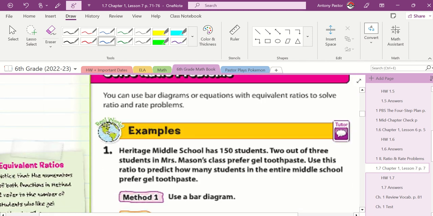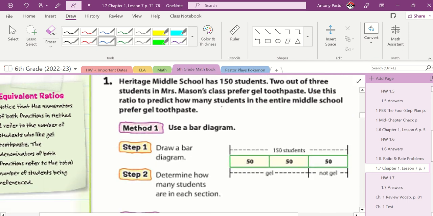So you can use bar diagrams or equations with equivalent ratios to solve ratio and rate problems. Heritage Middle School has 150 students. 2 out of 3 students in Mrs. Mason's class prefer gel toothpaste. Use this ratio to predict how many students in the entire middle school prefer gel toothpaste. So we did a bar here.